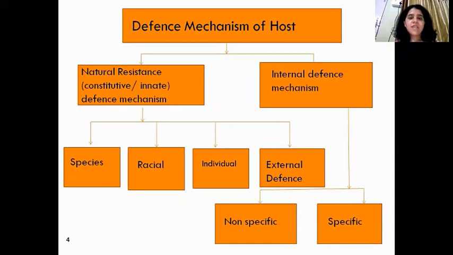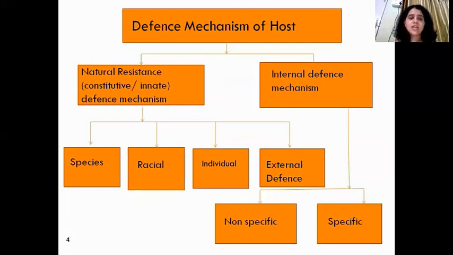Now, what are the defense mechanisms of the host? These defense mechanisms can be classified into two groups. First is natural resistance, which is also called constitutive or innate resistance, and the other is the internal defense mechanism. This natural resistance is further classified into four classes: species, racial, individual, and external defense.